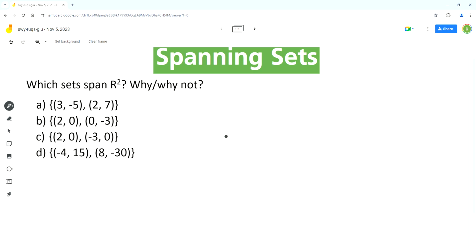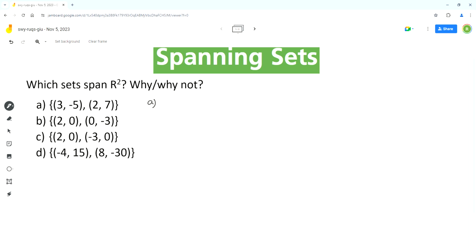So in this video, we'll solve this problem using the concept of spanning sets. As per the problem, which sets span R squared, yes or no? We are given these four vector sets and we have to identify which of them span or do not span R squared. The rule is that vectors that are scalar multiples of each other do not span R squared, and vectors that are not scalar multiples of each other span R squared. So let's start with part A.